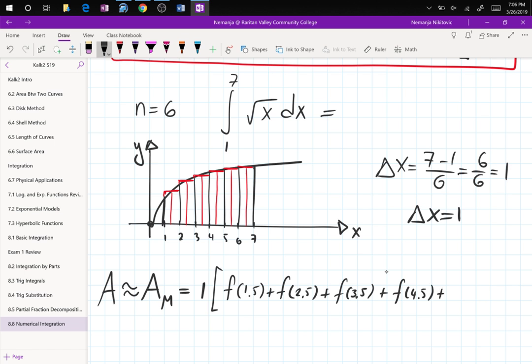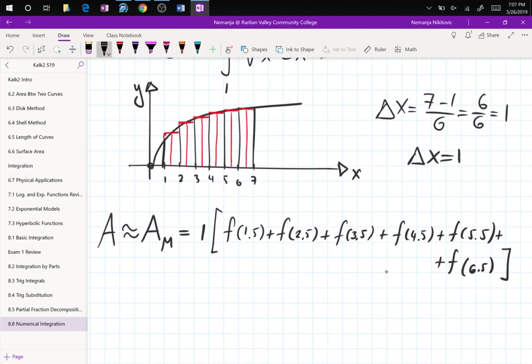4.5, 5.5, and then plus f of 6.5, and what this means is simply square root of 1.5 plus square root of 2.5 plus square root of 3.5 and all the way to 6.5.